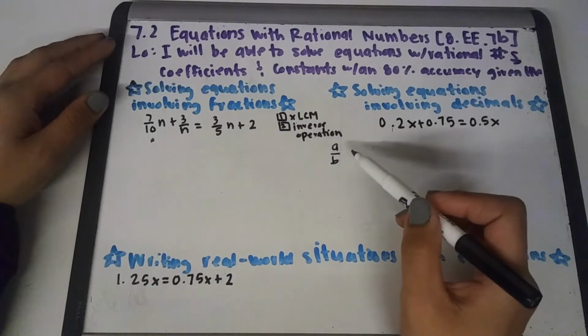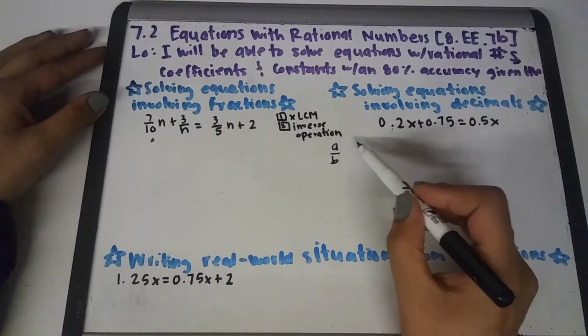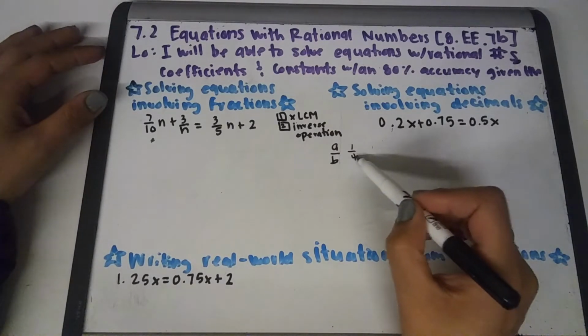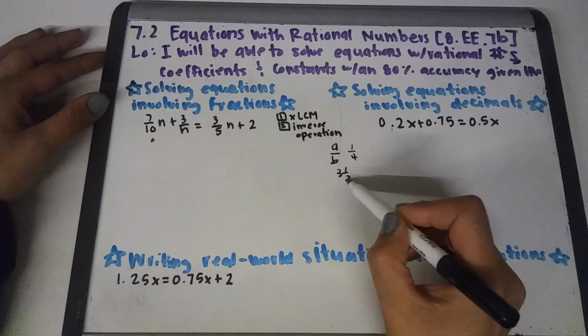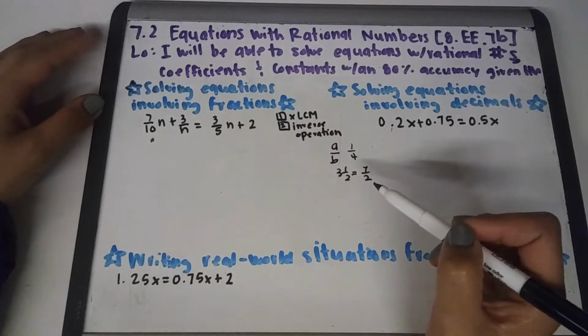Okay, so most of the numbers that we know are rational numbers. So for instance, 1/4 is a rational number, right? Or if I have, for instance, 3.5, I can rewrite that as 7/2. So all those are rational numbers.